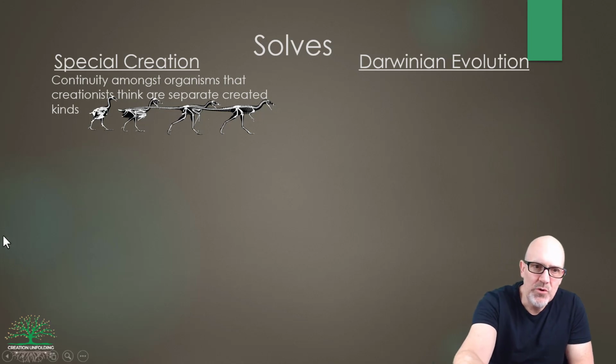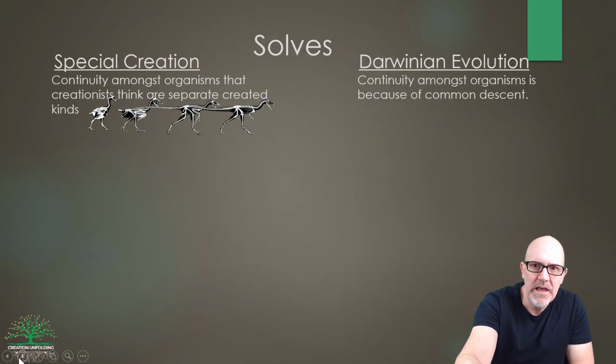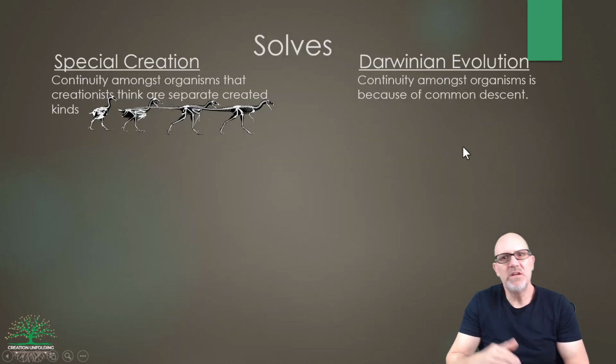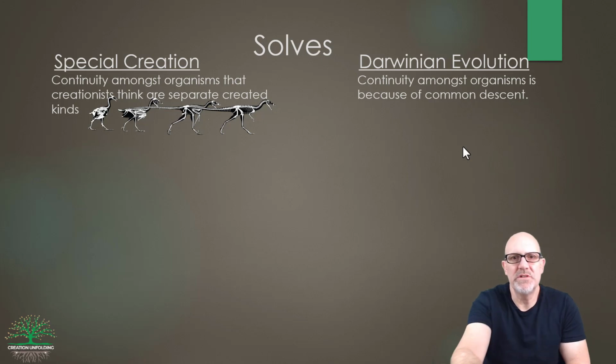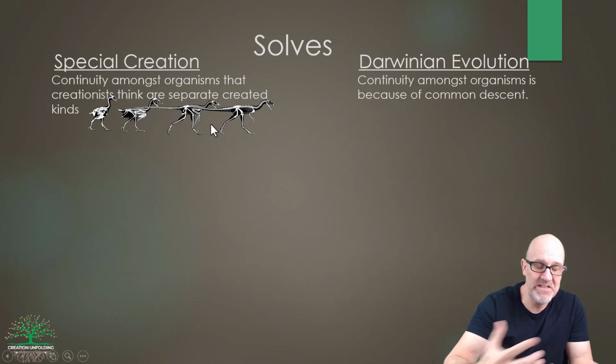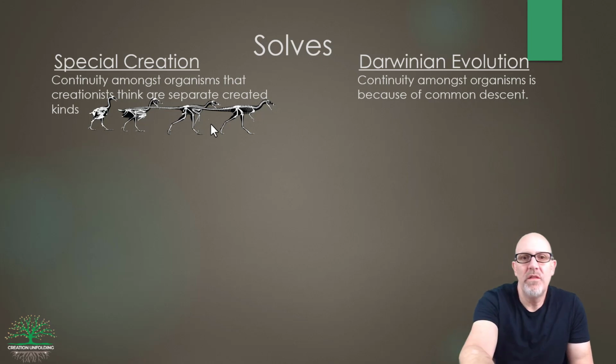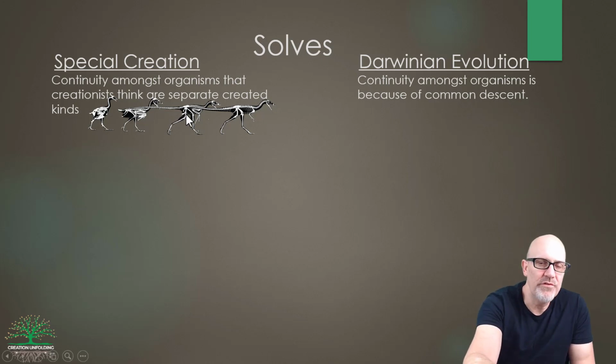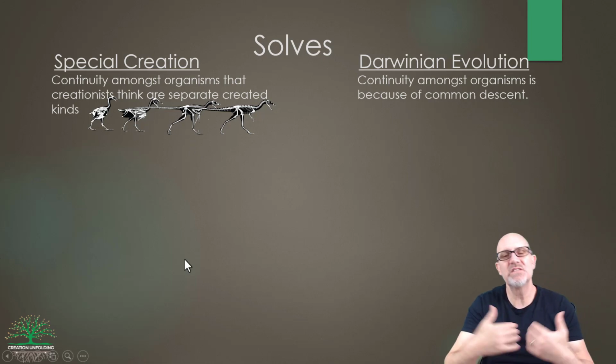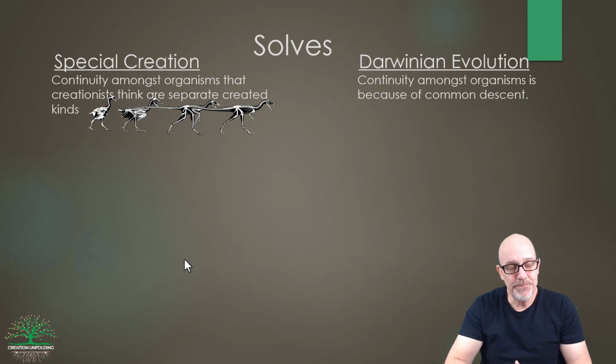Whilst Darwinian evolution does explain continuity in terms of common descent. It simply says, well, the Sinosauropteryx was the basic plan, and upon that plan natural selection and other mechanisms came into play, and so we evolved the Archaeopteryx, and then we evolved the Confuciusornis, and then we evolved the bird, and so that explains the continuity. And that's a good way of explaining continuity.